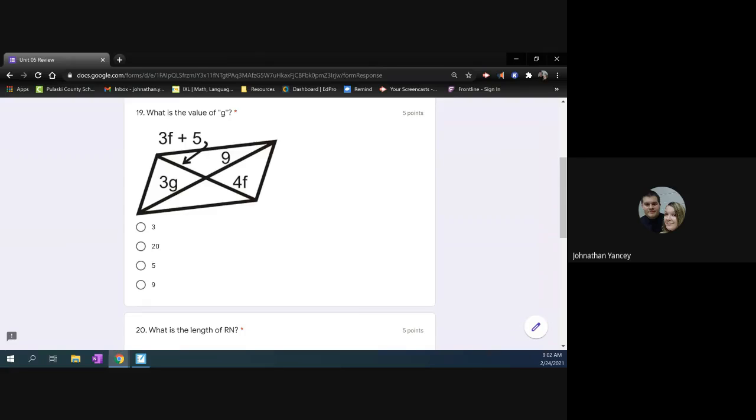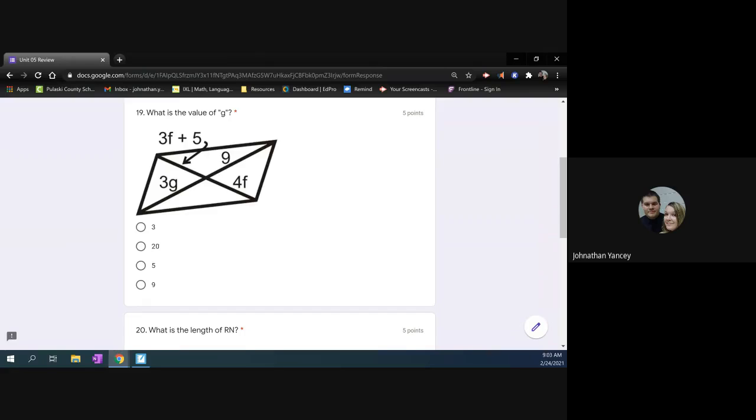So, Evan, the way these work is that these diagonals are split into equal parts. So if it's on the same line, both parts of the line have to be the same length. So what thing do you think I'm going to need to compare it to 3G? You got 3 options up here. Should I compare it to 3f plus 5? Should I compare it to 9? Should I compare it to 4f? Okay, so if I have 3G equals 4f, how's that going to help me out?